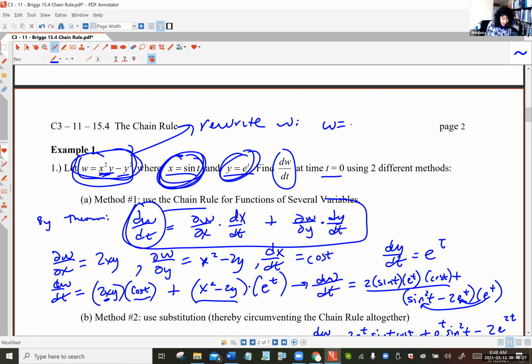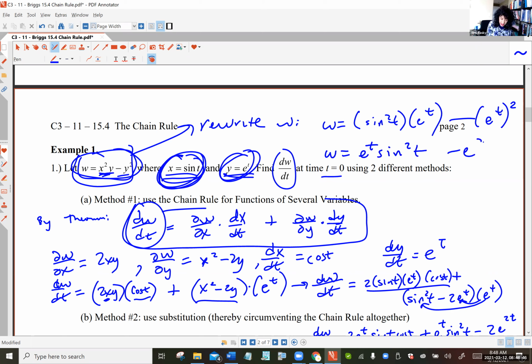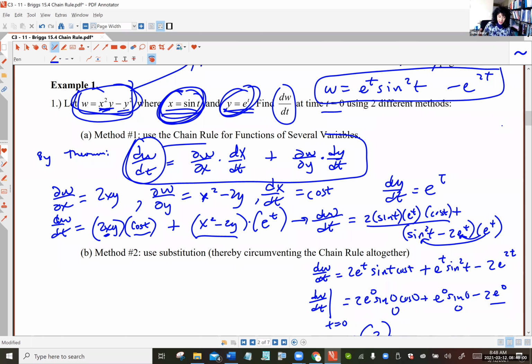So if you rewrite the W using the given functions for X and Y, W is going to be X squared, that's sine squared T, times Y, that's e to the T, minus Y squared. So W is really e to the T sine squared T minus e to the 2T. So now W is a function of T right off the bat. So now we don't even need the chain rule to get dW/dt. This is like a calculus 1 problem. I have W as a function of T straight away.